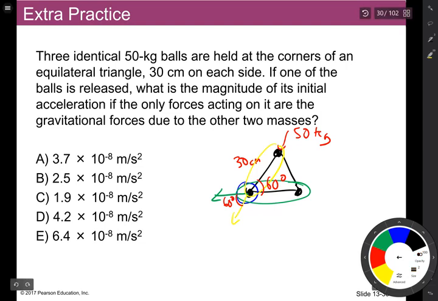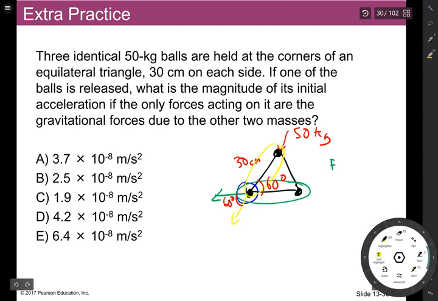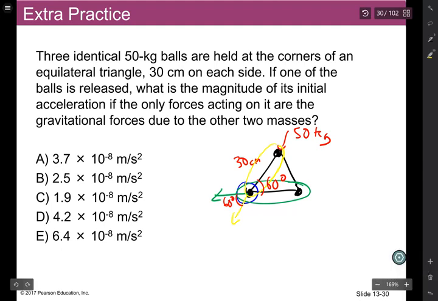So the first thing I notice as well is because it's an equilateral triangle, the magnitudes of the green and yellow forces are going to be the same. So I don't need to calculate both magnitudes. I do need to calculate one of them and use it twice, but I only need to do it once. So G m1 m2 over r squared. So let's plug in some numbers for that.